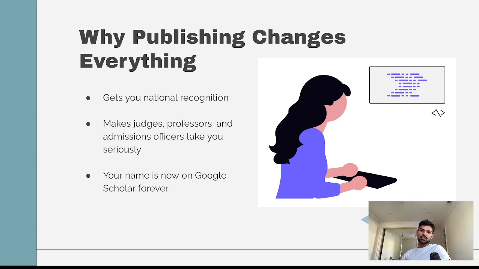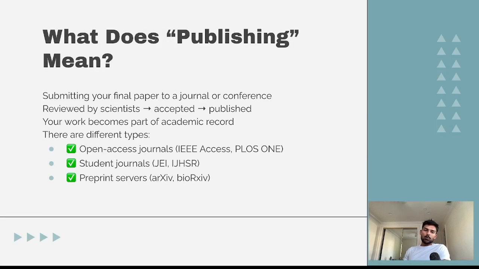Judges, professors, and admissions officers especially take you seriously because now you've demonstrated an impact in the scientific field, and your name is now in Google Scholar forever. So publishing is a very major accomplishment that you will be doing. But what does publishing mean? It means submitting your final paper to a journal or a conference.